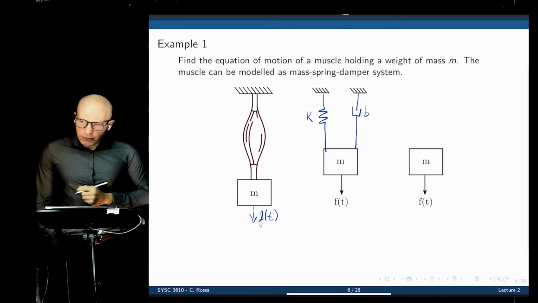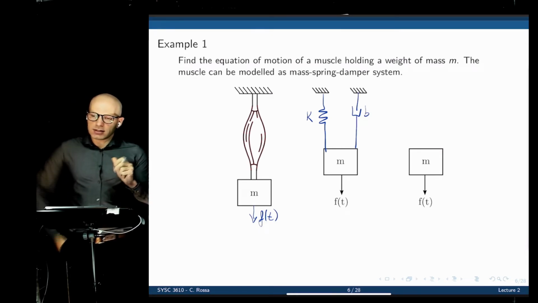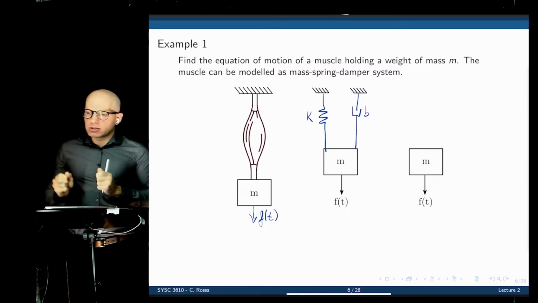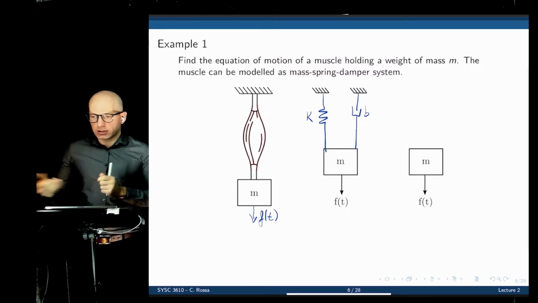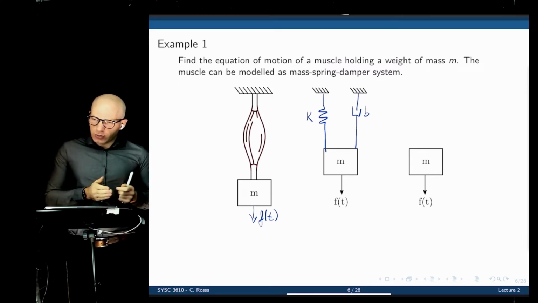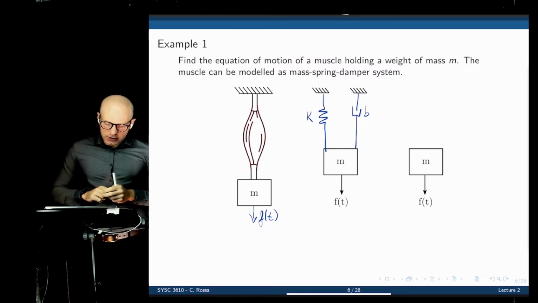Now let's do the free body diagram of this system. For the free body diagram, we can take the mass and detach everything that is connected to it, and then replace those elements with their respective forces, the forces that they exert on the system. The first one is the input force, F of t, that is pulling the system down.